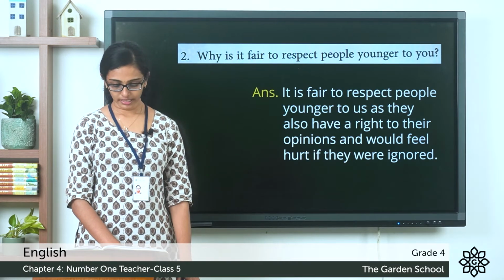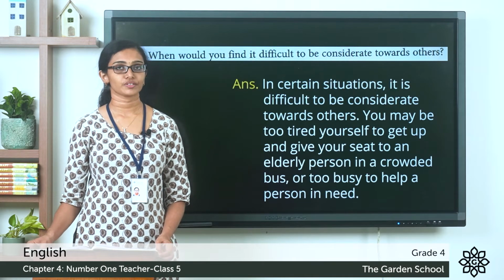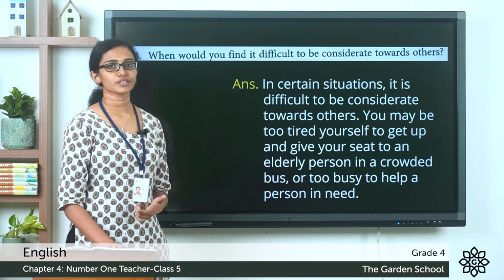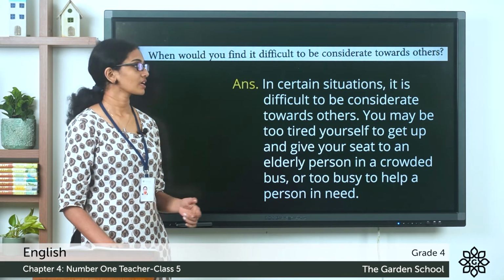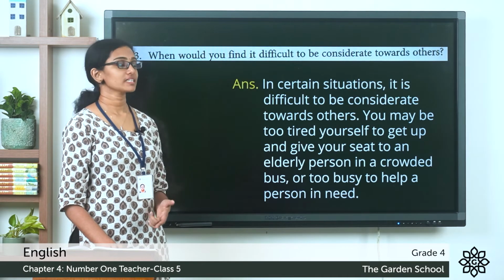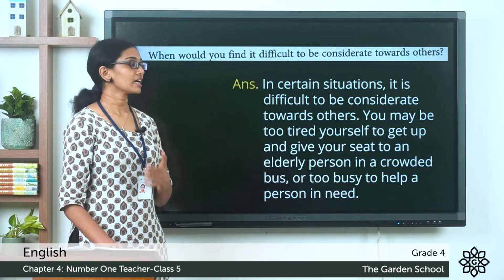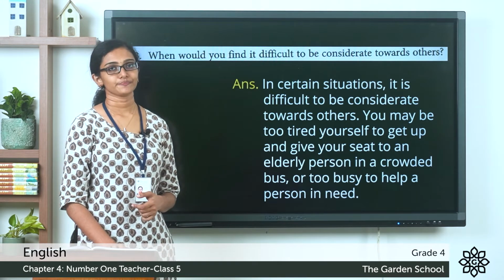Now, question number 3. When would you find it difficult to be considerate towards others? In certain situations, it's difficult to be considerate towards others. You may be too tired yourself to get up and give your seat to an elderly person in a crowded bus or too busy to help a person in need.